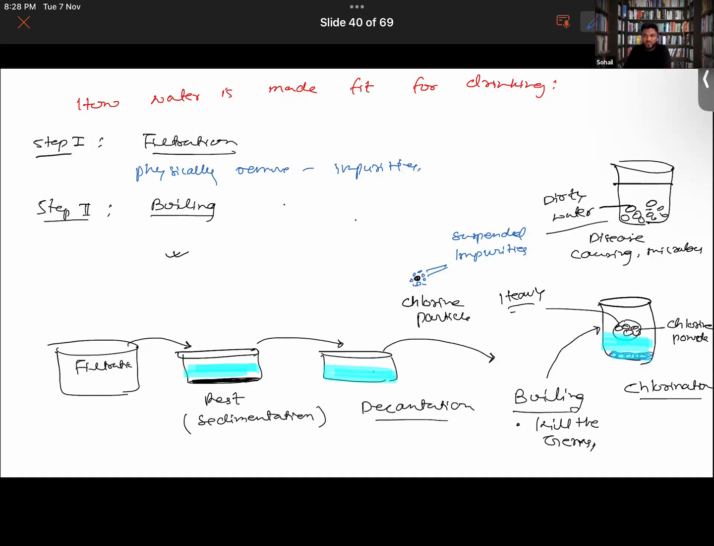Is it clear, Ahmed, Moaz, Arhan? Yes, sir. So this leads to an effect that is called the coagulating effect. The water that comes from the municipality goes through all these steps: filtration, sedimentation, decantation, boiling, and then finally chlorination.